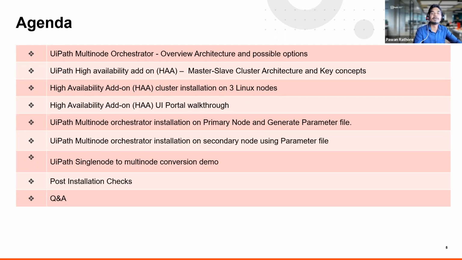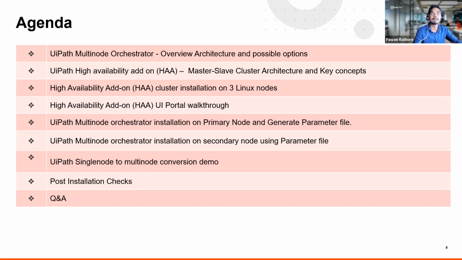So I will try to outline today's agenda for the call. First of all, we will start with the UiPath Orchestrator multi-node architecture overview, the possible options, and the components involved in it. Secondly, we'll be talking about the HA add-on provided as part of the UiPath product family. We will discuss the master-slave architecture of the same, wherein we will install 3 nodes of the HA add-on on Linux machines. One of them will act as a master and 2 nodes will act as slaves.